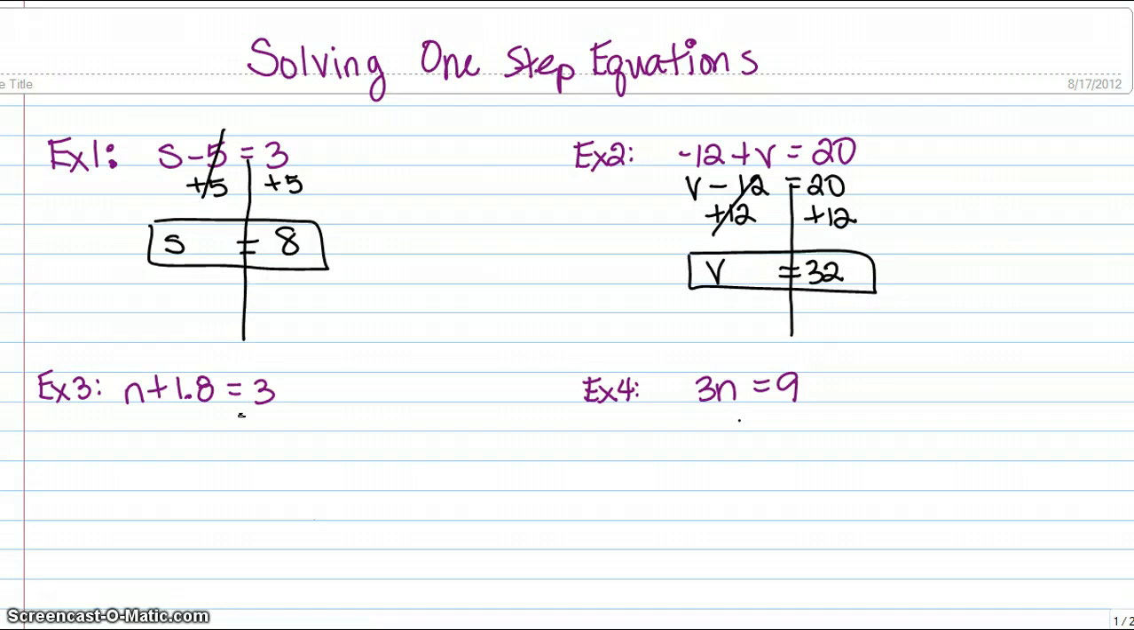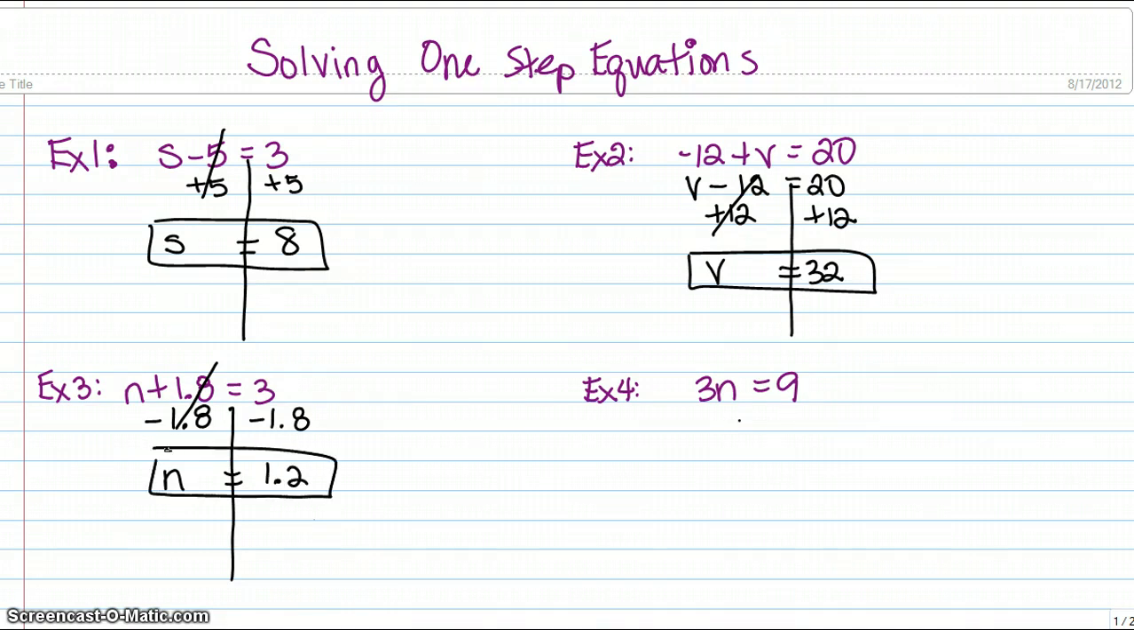On the next problem, we have addition. We have plus 1.8. So we're going to do the opposite of plus. We're going to do minus 1.8 on both sides. You must put it on both sides. Then, when I add those together, we get n, and the 1.8s cancel. Positive and negative cancel. Bring down your equals, and then 3 minus 1.8 is 1.2. So n equals 1.2.